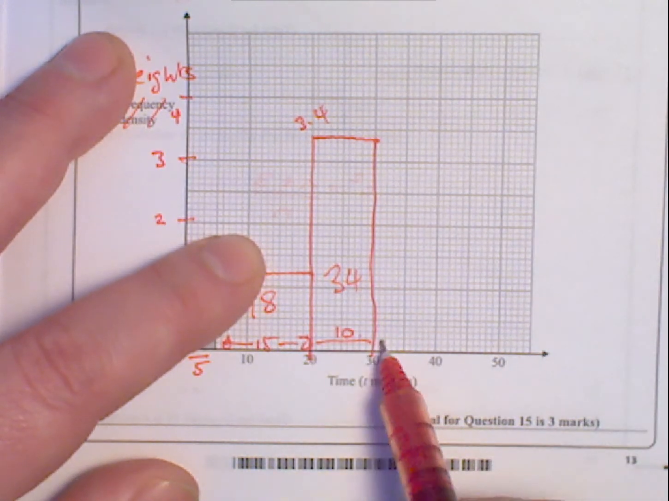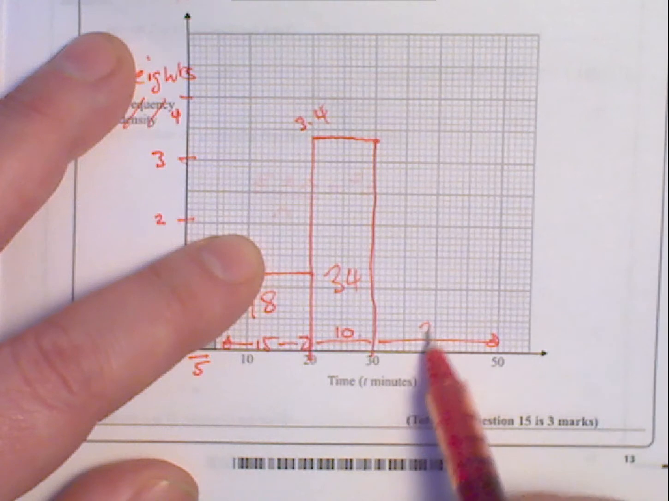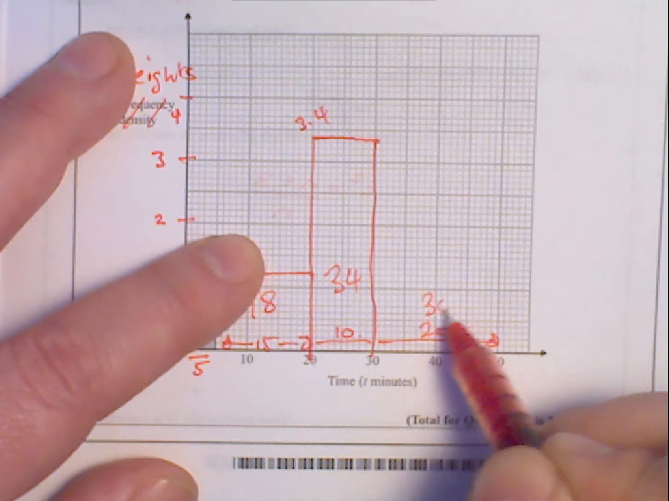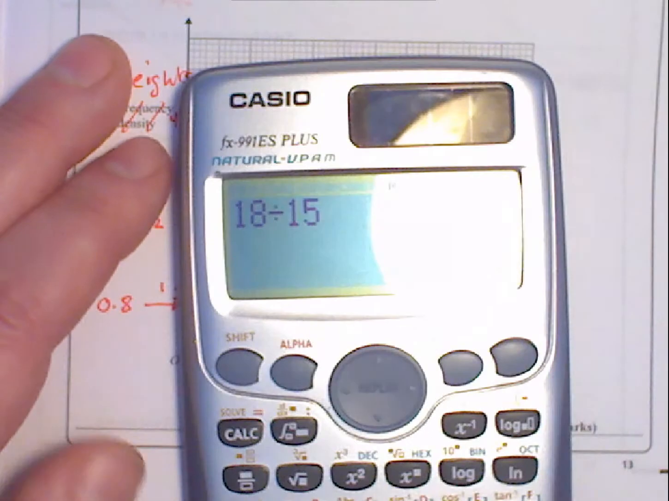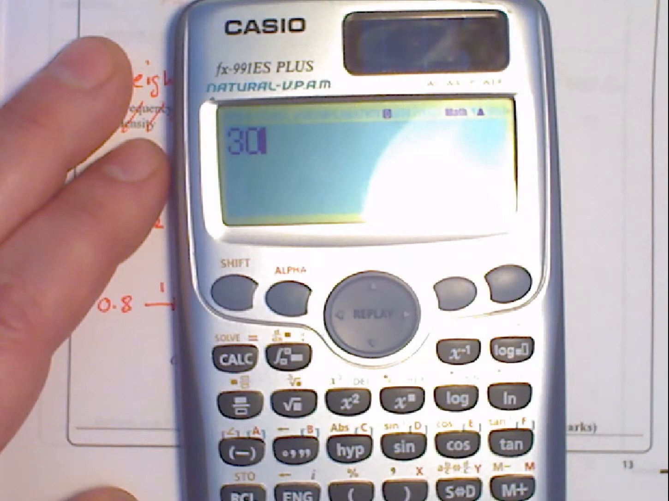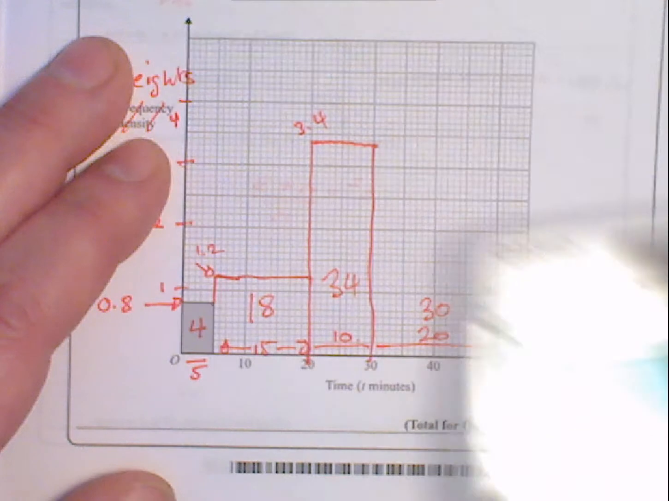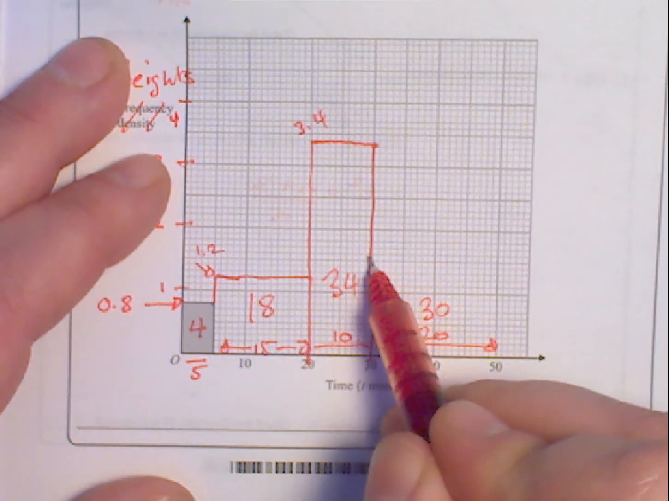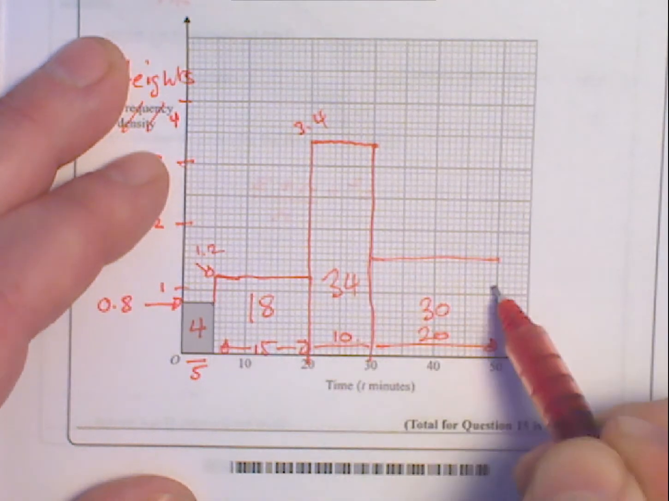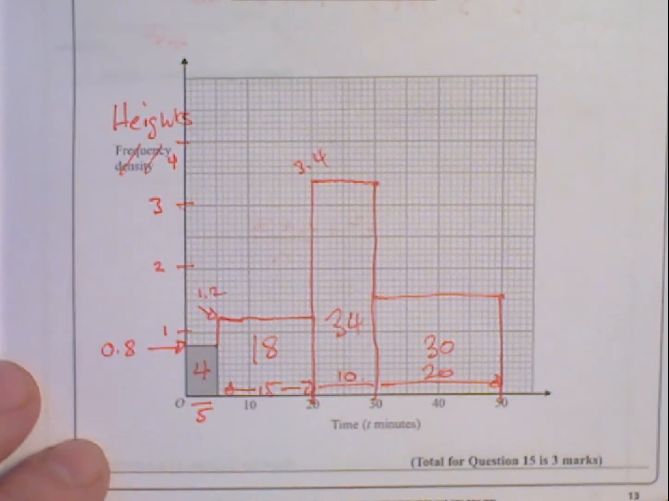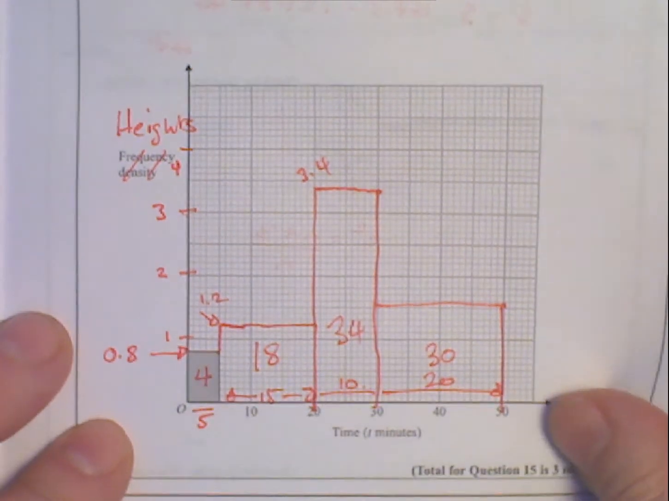Well, that's 20 wide, and the quantity is supposed to be 30. So what's going to multiply with that? 30 divided by 20 is 1.5. So I need to go to 1.5, and this gives me the 30 that I need there. Okay, so that's the histograms question. Heights times widths gives you quantity.